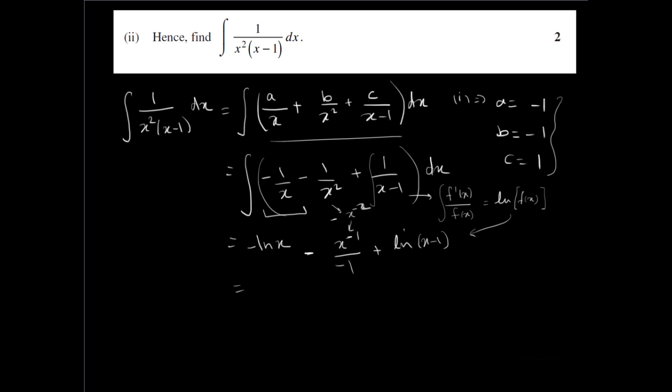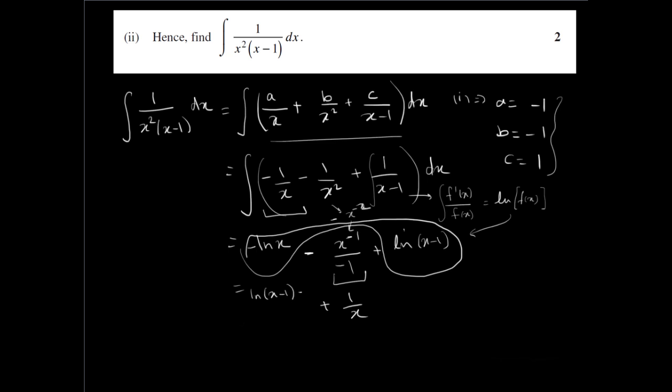And so to rewrite this, it becomes positive 1 on x, and this here can be written as ln(x minus 1) minus ln x, and this becomes ln((x minus 1) on x) plus 1 on x. And it's important not to forget the constant once we integrate the function. So this is our final answer.